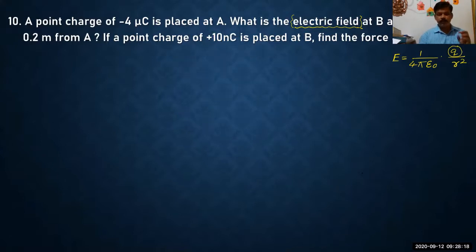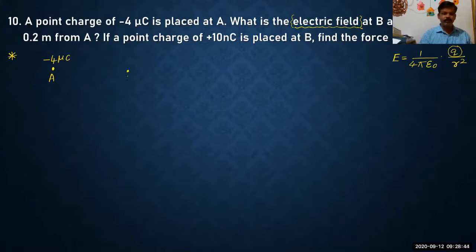Okay, so we only consider the charge of the source charge. Yes. Now let us begin our concept. See what they have given. They have given that a point charge of -4 microcoulomb is placed at A. See, A is a point, and at this point -4 microcoulomb of charge is placed. What is the electric field at point B?